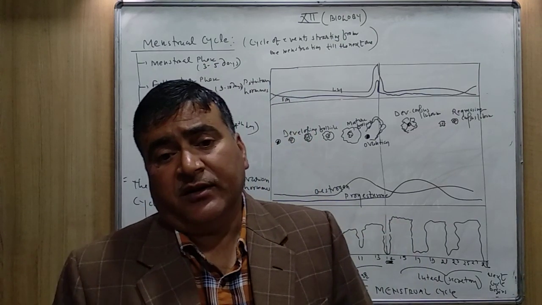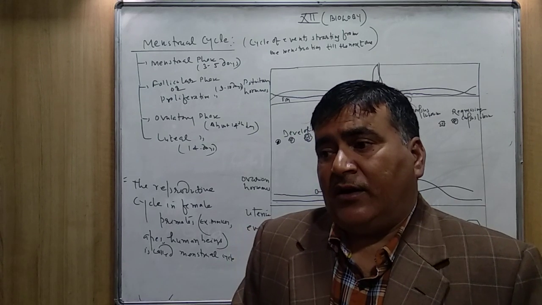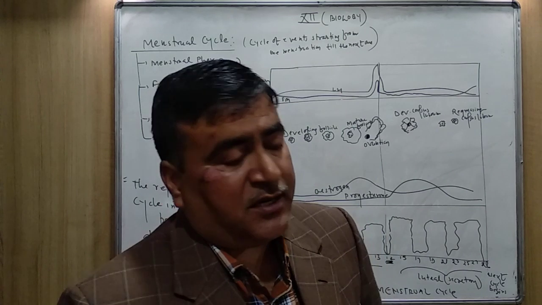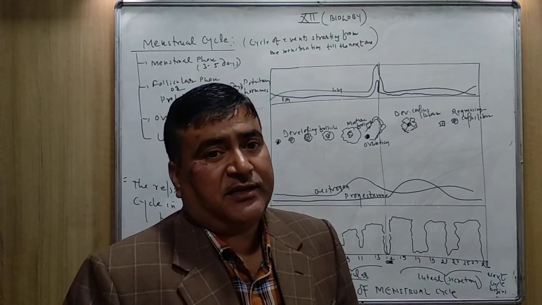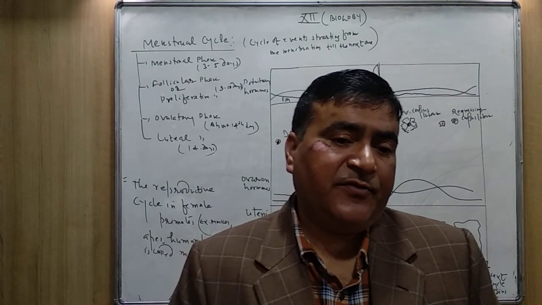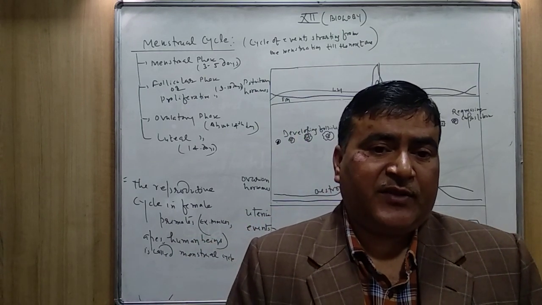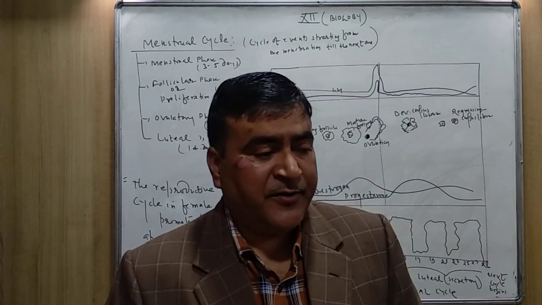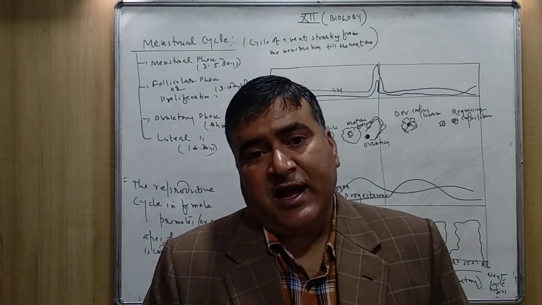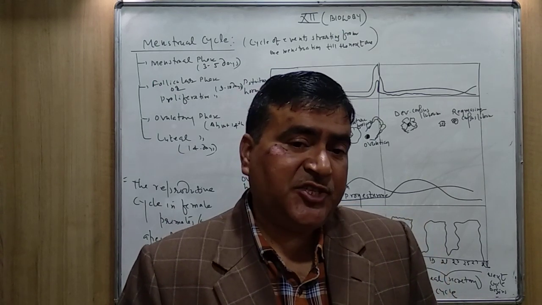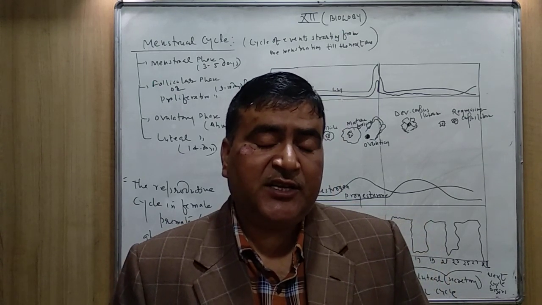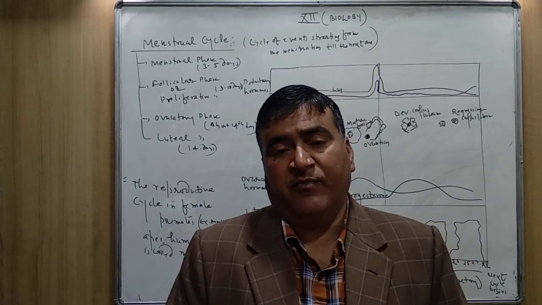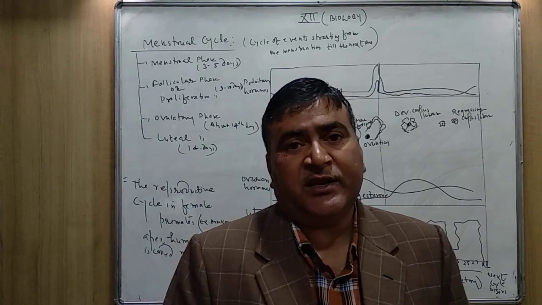But before I teach you all the topics in detail, the process of the menstrual cycle starts in human females as well as primates at the start of puberty. The first menstrual cycle in a human female, or the onset of the menstrual cycle, is called menarche.